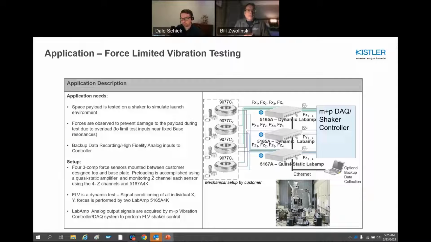This is what it might look like in terms of a force limit vibration test with these dynamic amplifiers we talked about, where you have the M+P shaker controller, Vibe Runner. You would have several sensors going through dynamic amps and then also through quasi-static amps to do the pre-summing function. And Dale will talk about that in a little more detail.